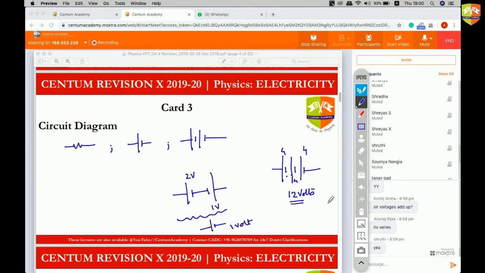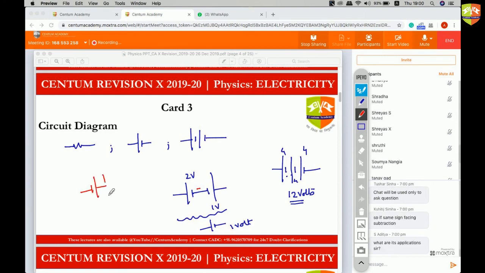Kshitij, voltage will add up. That's why if you see in our devices, when we connect cells, they are connected in series. This kind of polarity, negative to positive, is called additive polarity. If I have a 2-volt battery connected with a 1-volt battery, then the total output is different. This is called additive polarity and subtractive polarity.